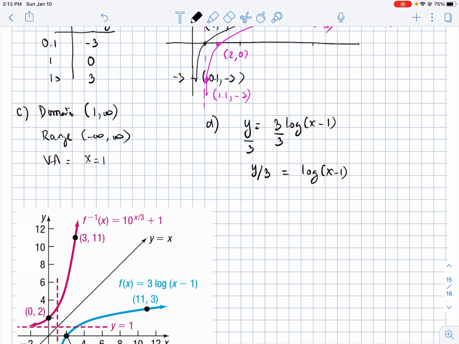We need to switch to x also, right? So we change to x over 3 equals log base 10 of y minus 1. And then we will convert this into the exponential: 10 to the x over 3 equals y minus 1. And then we solve for y. So y equals 10 to the x over 3 plus 1. We write it in function notation, so f inverse equals 10 to the x over 3 plus 1.